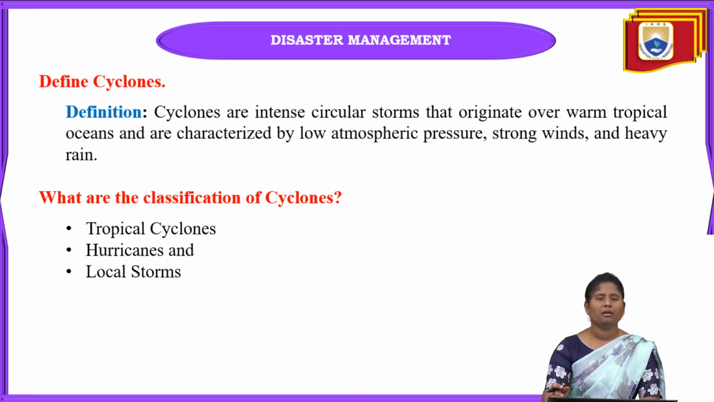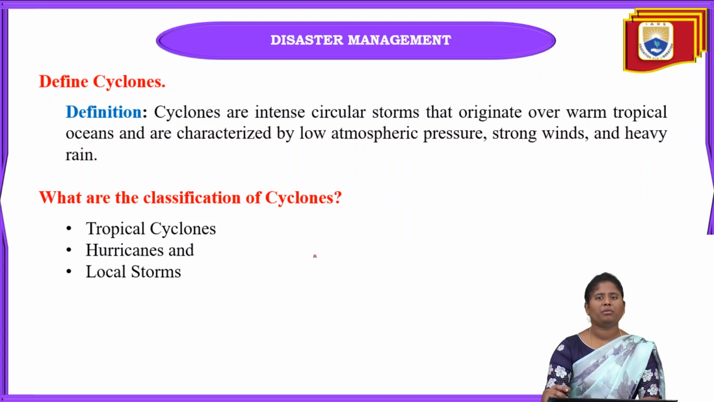Next is defining cyclones. What is meant by a cyclone? These are intense circular storms that originate over warm tropical oceans. Why? Because only over warm tropical oceans can cyclones originate as very intense circular storms, characterized by low atmospheric pressure, very strong winds and heavy rain. When cyclones occur, there will be heavy rain and strong winds. That is called a cyclone.